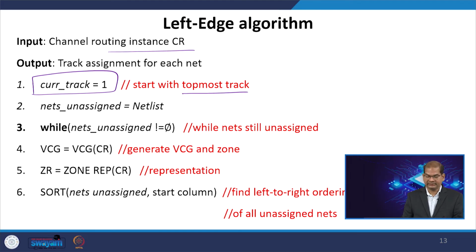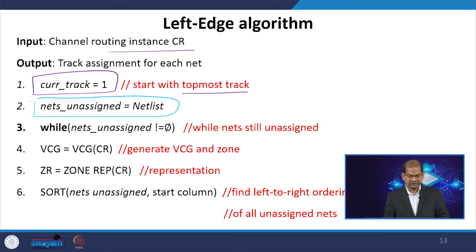So, it is an initialization step. All the netlists should be net unassigned. So, all the nets are unassigned in the second step, this is the initialization step. Basically, all the nets are unassigned on first entering the while loop, and one of the nets will be taken at a time.